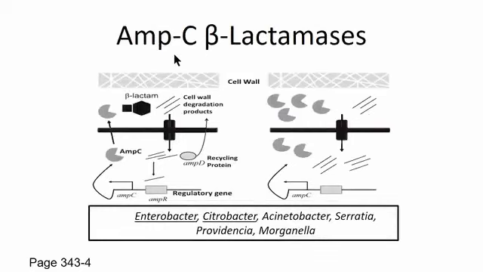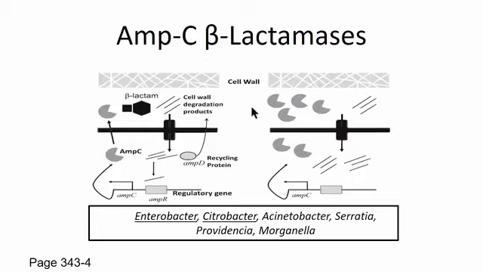Changing to AmpC beta-lactamases, this is a different type of beta-lactamase. So if ESBLs were plasmid-mediated, these are chromosomal-mediated. So chromosomal, you can say, is purity, and plasmid is promiscuity. So these are innate, meaning they're not acquired. So a lot of the cross-resistance that we talk about is not really a big issue here.